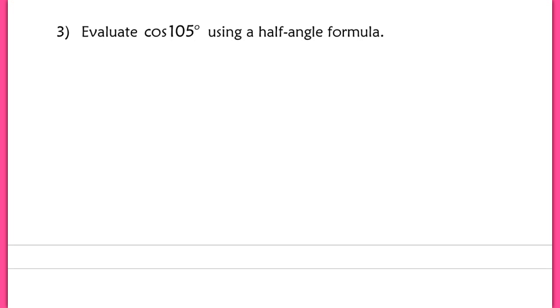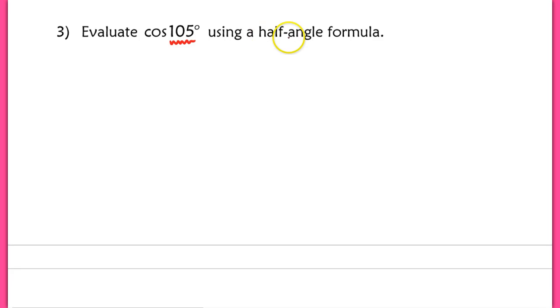Okay, now in problem 3, this is going to be our first look at actually applying our half angle formulas. It wants us to evaluate the cosine of 105 degrees. Now this would be really tough for us to do because we don't have those trig values memorized for a 105 degree angle. So this is why the half angle formula is really useful, because 105 is exactly half of 210 degrees, which is an angle measure that we do know the trig values for.